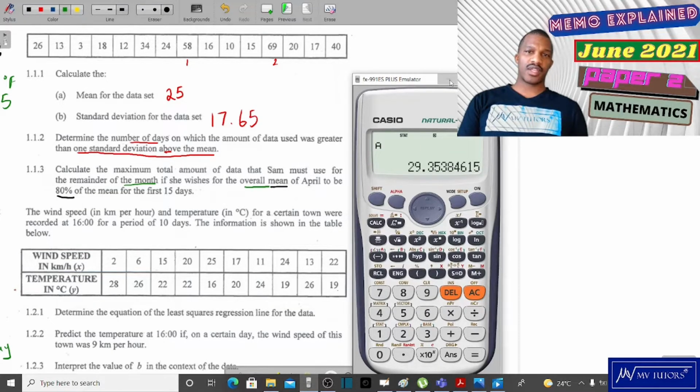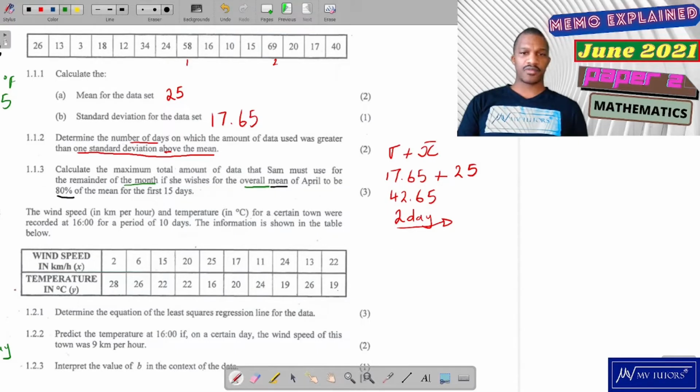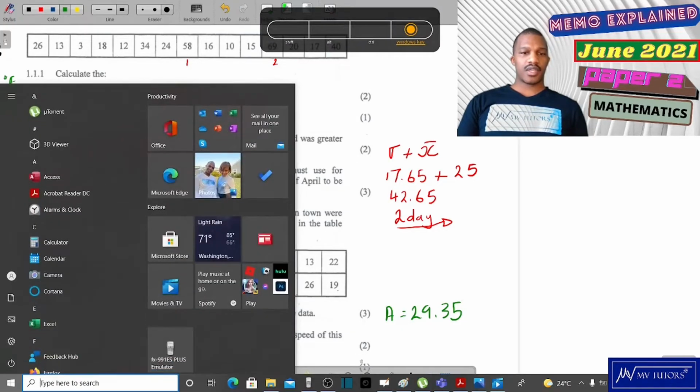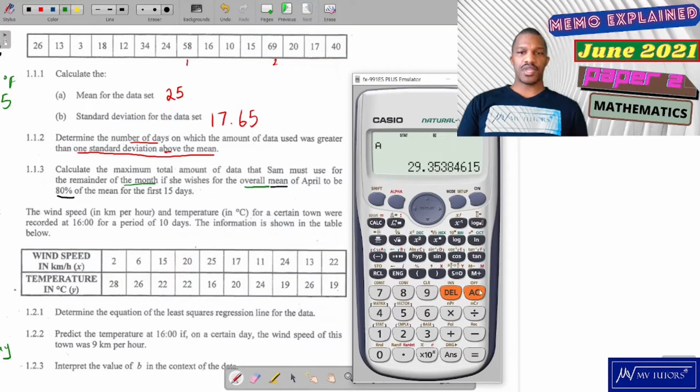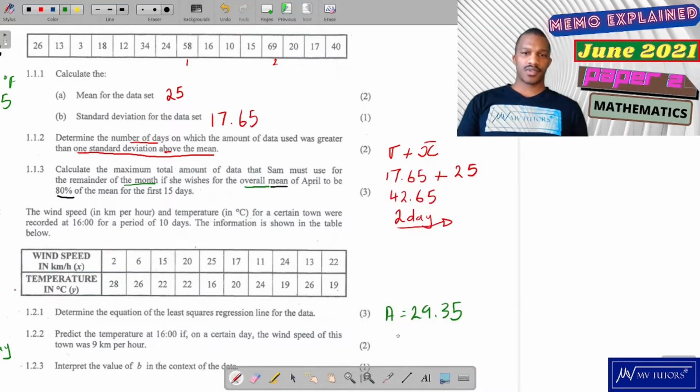29.35. Let's just write that down. A is equal to 29.35. Okay, and then we're going to need B. So let's clear this. Shift, stat, regression line number 5, and then we're going to need the value of B, minus 0.46. So B is equal to minus 0.46.